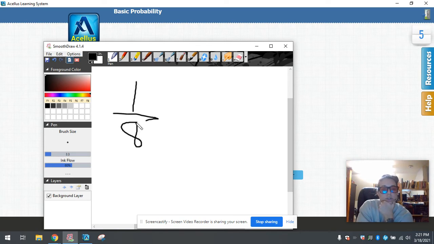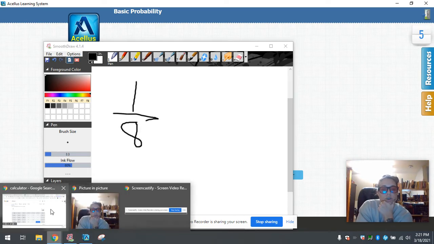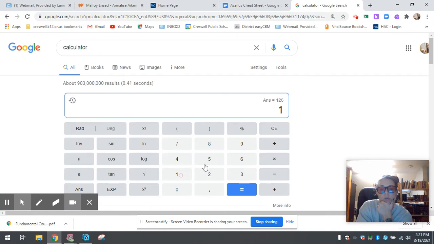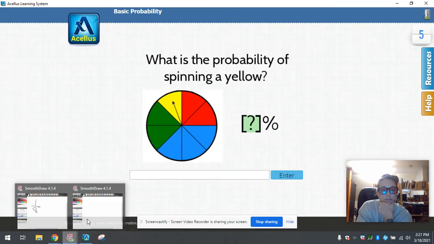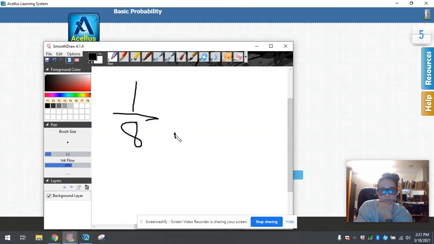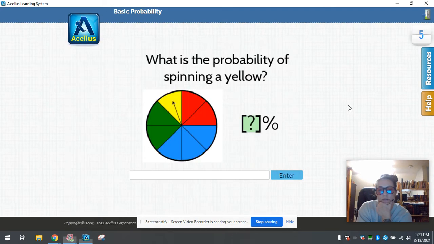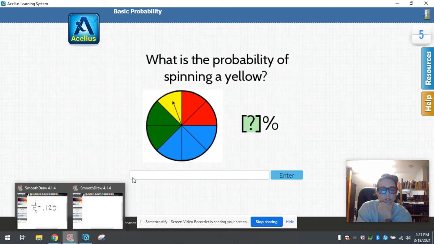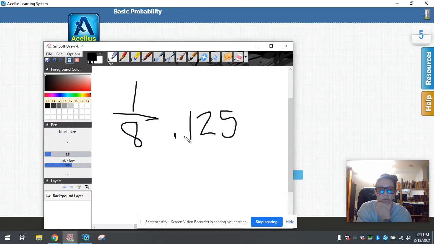Remember, fractions are division. So we can go to our calculator and we'll go 1 divided by 8. We get 0.125. But percents are out of 100, so we want to probably, did it say anything about rounding? It doesn't, but we'll try it, see if that's what it wants.